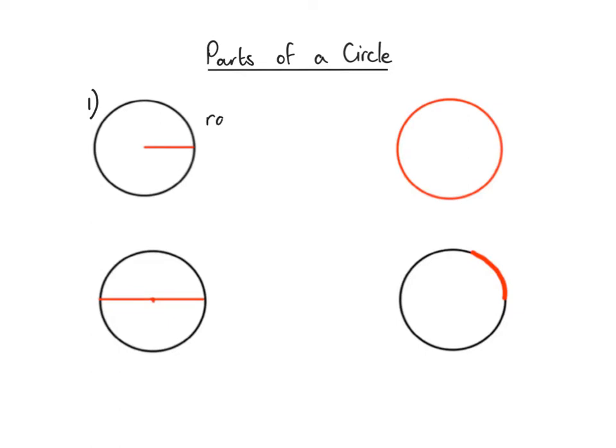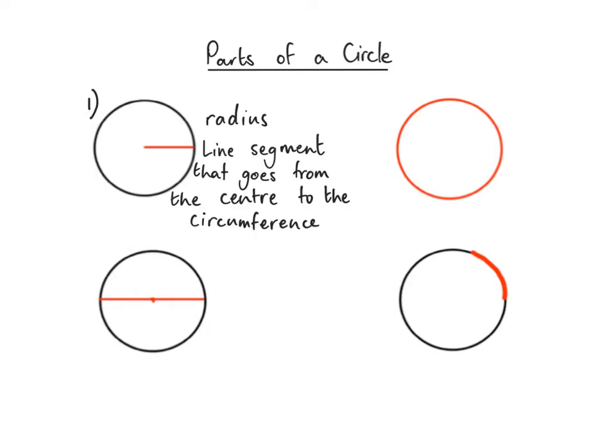That's a radius. It goes from the centre to the edge. And sometimes people write that as a line segment, because it's part of a line, that goes from the centre to the circumference, because it goes from the centre to the circumference. Sometimes you might see people say edge, and sometimes they'll say to the circumference. So really read the words carefully on the work that you get given.